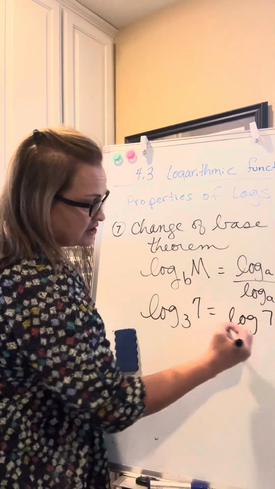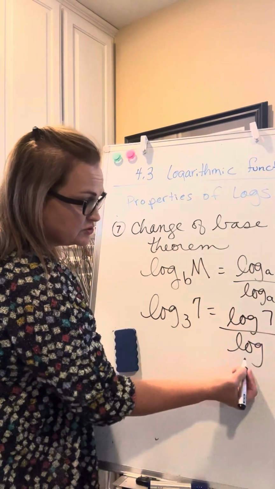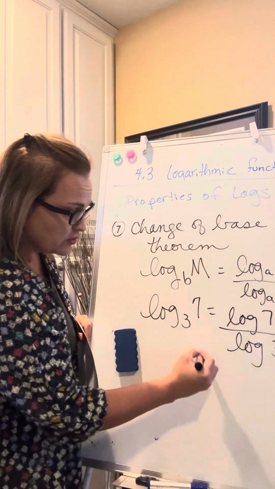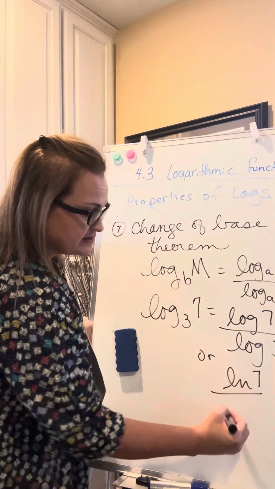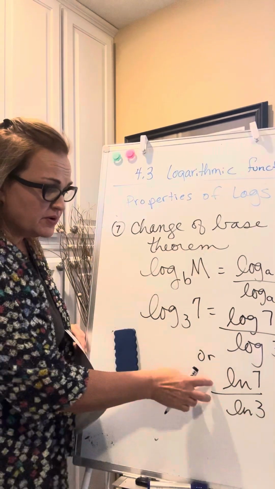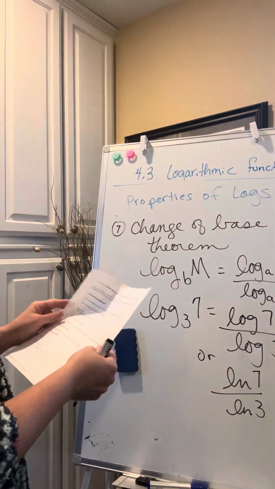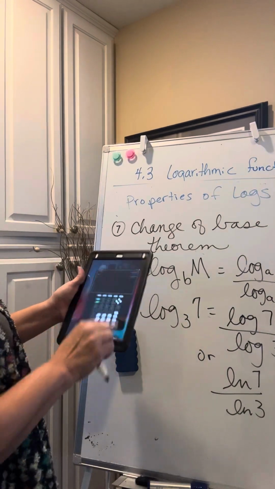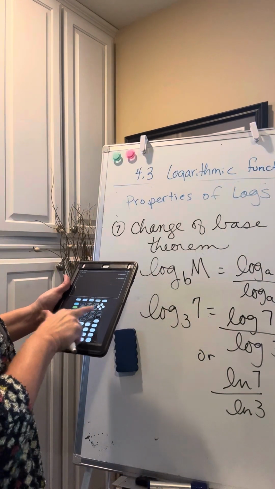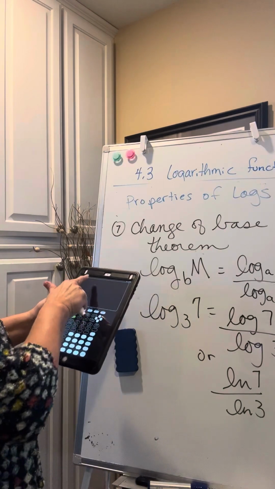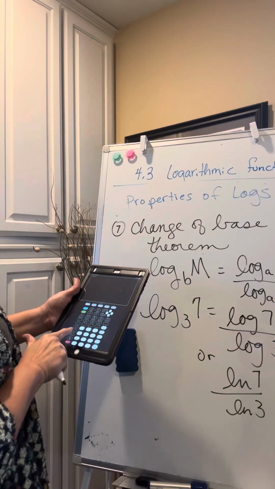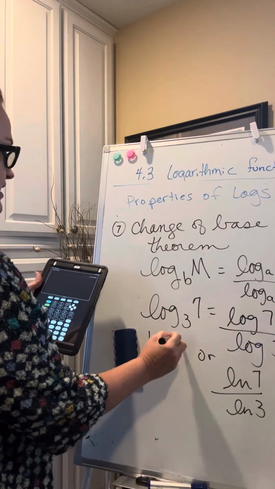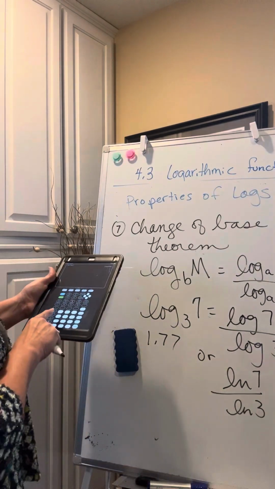You can do the log of 7, but if you do, you use the log in the denominator as well. Or you can do ln of 7 divided by ln of 3. I want you to pause the video, type that in and see that that is so. All right, let's see what it should be. When I do log of 7 divided by log of 3, 1.77-ish.